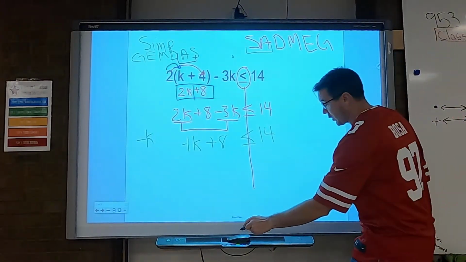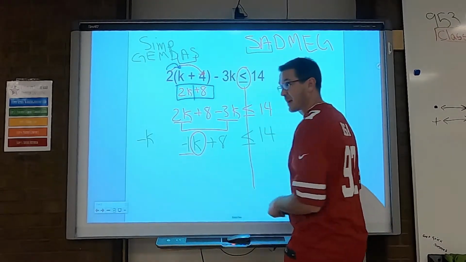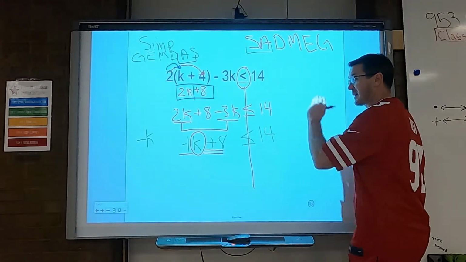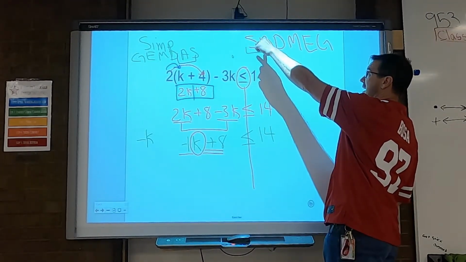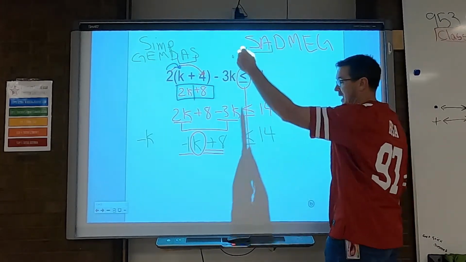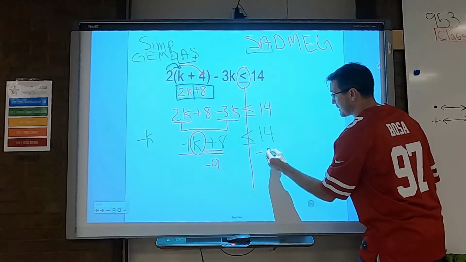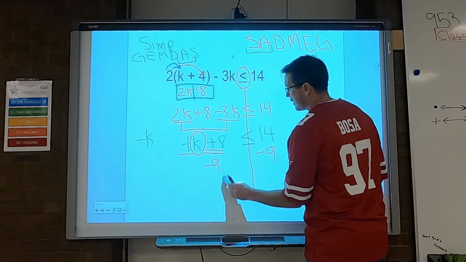And so before I solve, though, I'm going to identify all my parts. K is my variable. That negative 1 is my coefficient because it's touching the k. And that makes this 8 my constant because it's on the same side of the equation as my variable, but not touching it. So then I go to SADMEG now and say addition or subtraction. Right there, get rid of the constant. So I minus 9 to both sides. Subtraction property of equalities.